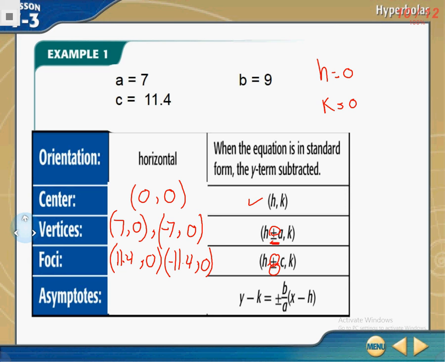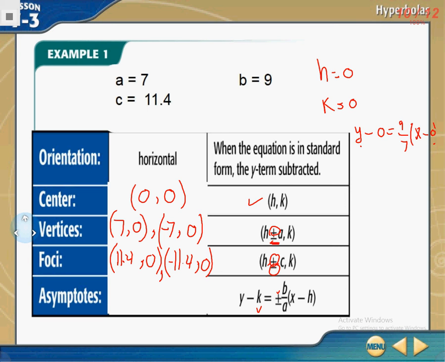The last step is to find the asymptotes. Okay, I will write it here so you can follow the steps. Y minus K is 0, equal. Now we have positive and negative. We will start with positive. Positive, B is 9 over A 7. Open the brackets, X minus H is 0. Close the bracket. Now we just need to simplify.